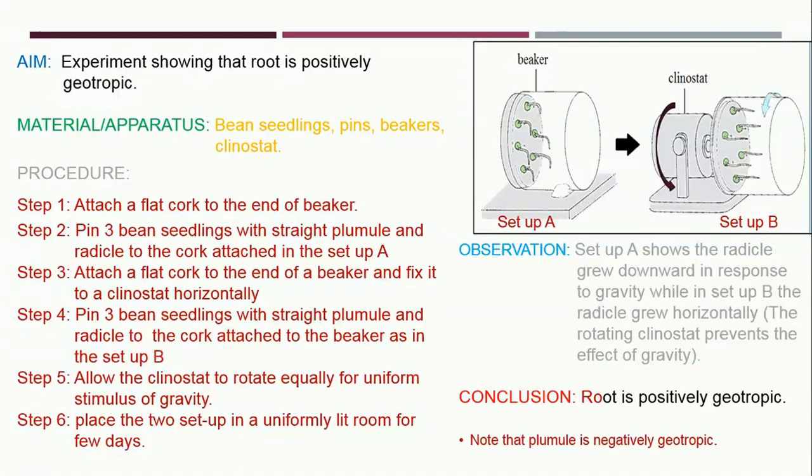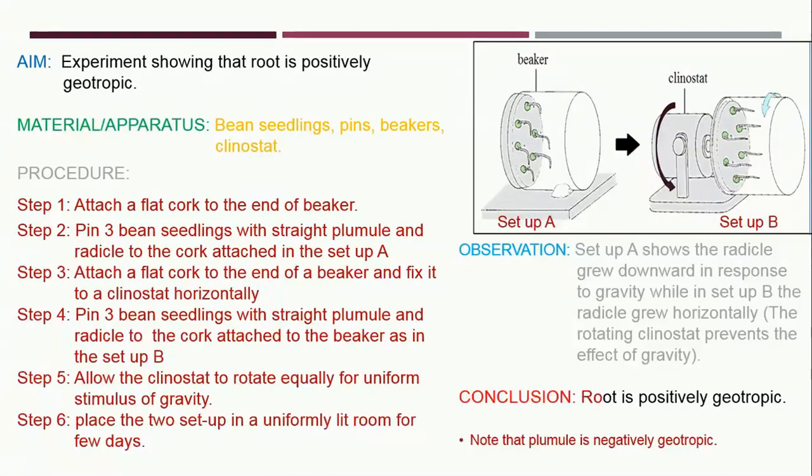The step 1 is to get a beaker and attach a flat cork to the end of this beaker. This is for you to have a surface to pin the beans to, the bean seedlings to. Now, step 2 is to pin your bean seedlings with straight plumule and radicle to the cork, okay, as we can see in setup A. Now, what is plumule and what is radicle?